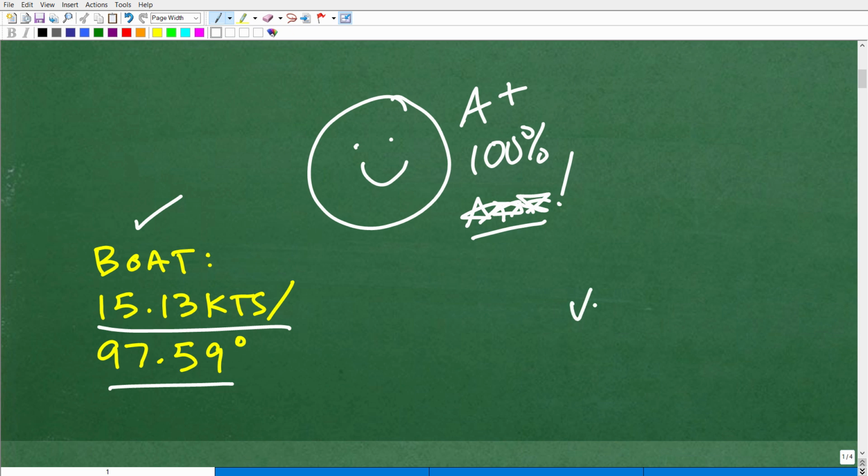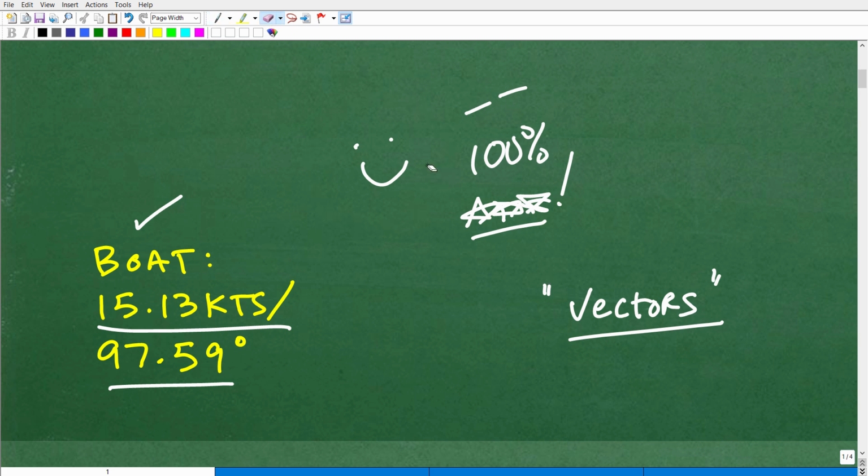So again, I keep coming back to this topic of vectors. And vectors are critically important, not only in mathematics, but in engineering and science, and that's what we're going to need to understand in order to solve this problem. But let's just think about the big picture here.